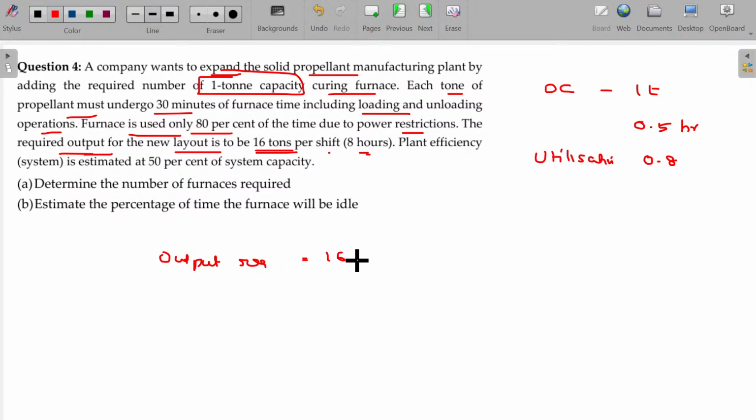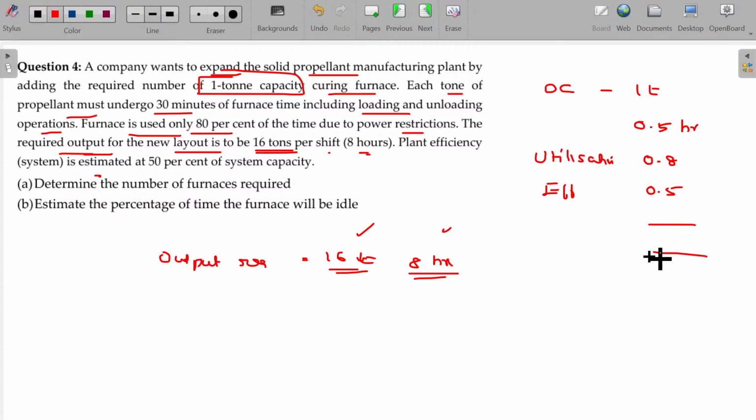Otherwise, output required, rather than in tons, if you represent that in terms of hours, it is 8 hours. Either you can use ton or hours. You are in need of 8 productive hours or 16 tons to be produced. It's not actual designed capacity, it's actual productive hours. Plant efficiency is only 50%. In this case, efficiency is only 50%.